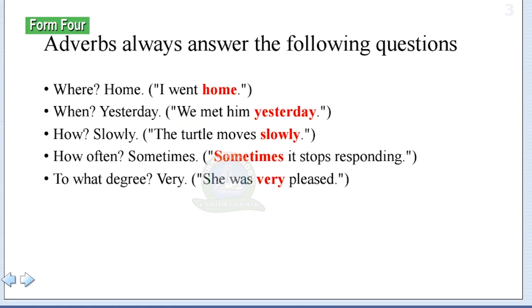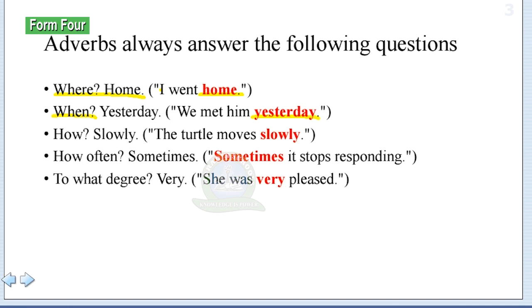Adverbs always answer the following questions. Where? Adverb of place. When? Adverb of time. How? Adverb of manner. How often? Adverb of frequency. And to what degree? Adverb of degree. I went home. I is a pronoun, went is a verb, and home works as an adverb of place. When? This is adverb of time. We met him yesterday.